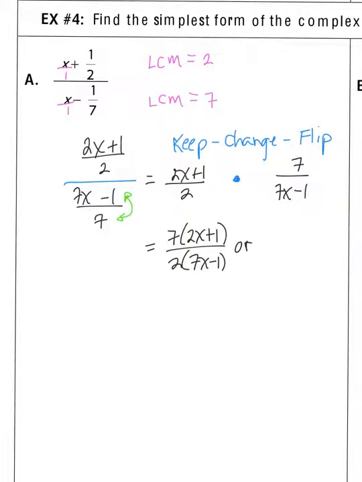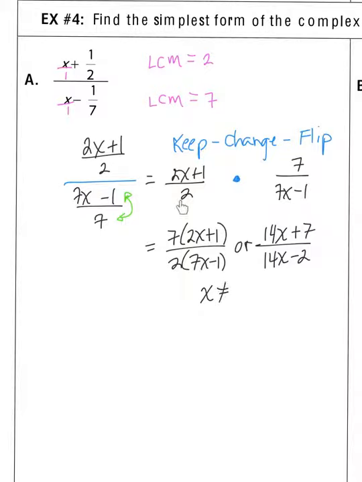So 7 times 2x would be 14x, and 7 times 1 is 7, divided by, and 2 times 7x is 14x, 2 times negative 1 is negative 2. Now because you have addition and subtraction signs outside of parentheses, you cannot cancel these 14x's. Then don't forget you have restrictions.